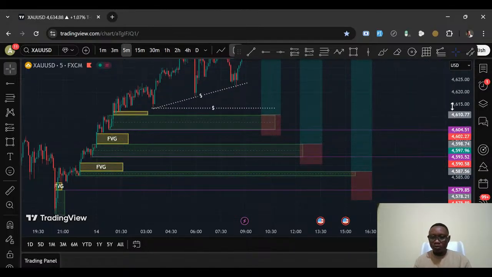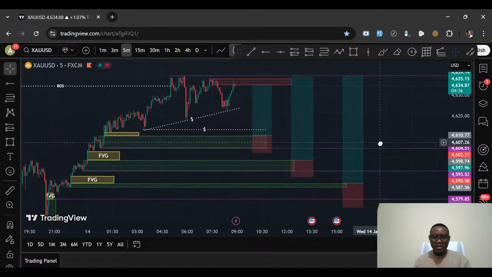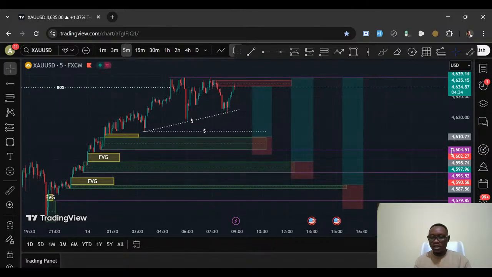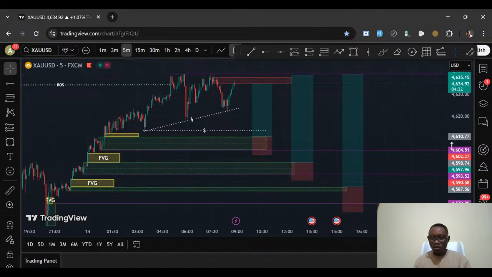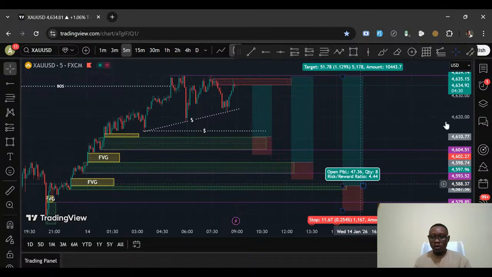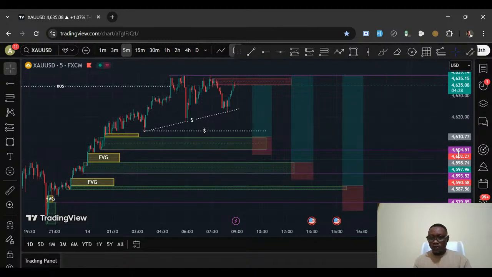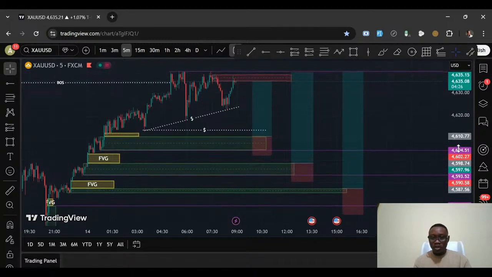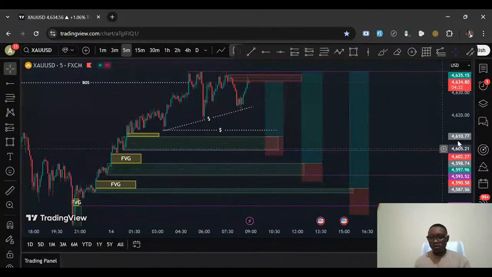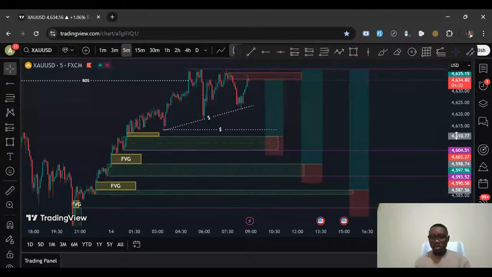All right, so that is that. Okay, we have just 20 minutes left. I'll share this on the Free Signal Telegram channel as well as the coordinates, so you can wait patiently for price to get to the zone.